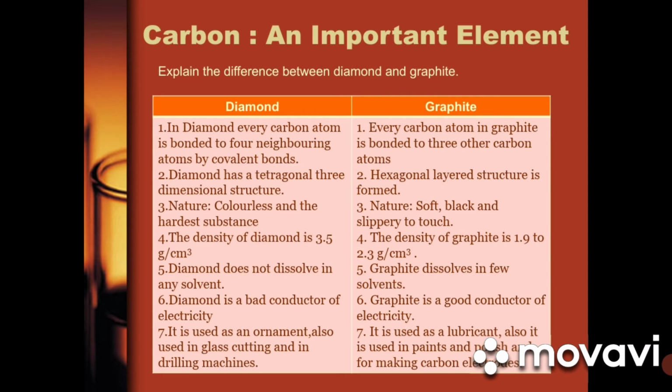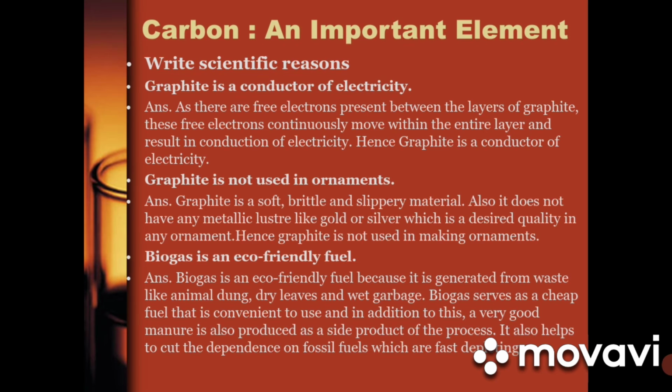Diamond is used as an ornament. It is also used in glass cutting and in drilling machines. Graphite is used as a lubricant. It is also used in paints and polish and for making carbon electrodes. Write scientific reasons.